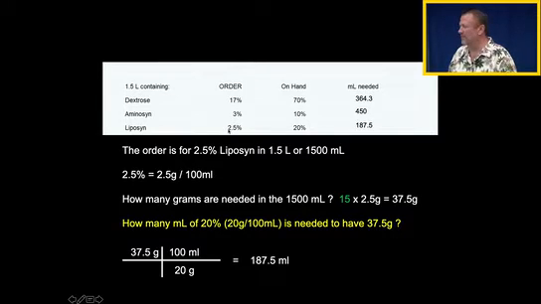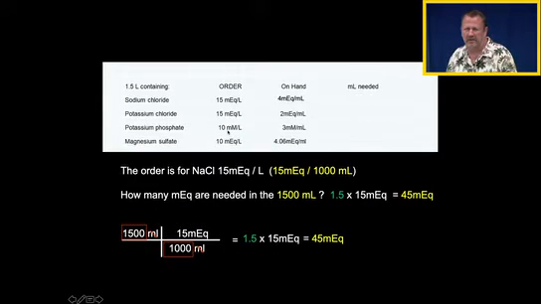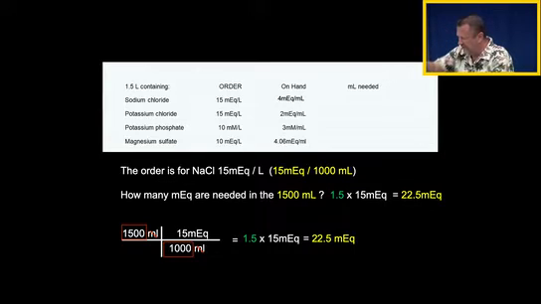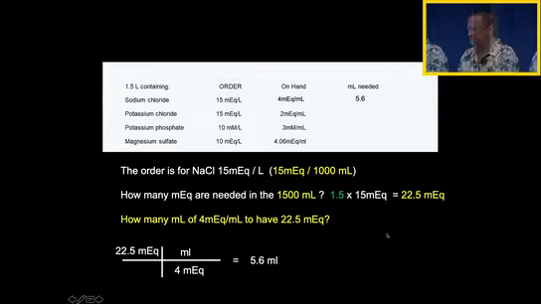All right. Well, as if that wasn't complicated enough, now we need to mix. So the order is for sodium chloride, 15 milliequivalents per liter. That's 15 milliequivalents per 1,000 milliliters. How many milliequivalents are needed in the 1,500 milliliter solution? So if we take our 1.5 times the 15, that's 22.5 milliequivalents. And remember that 1.5 came from 1,500 divided by 1,000. We're increasing our recipe 1.5. And so that's why 1.5 times 15 is 22.5 milliequivalents.